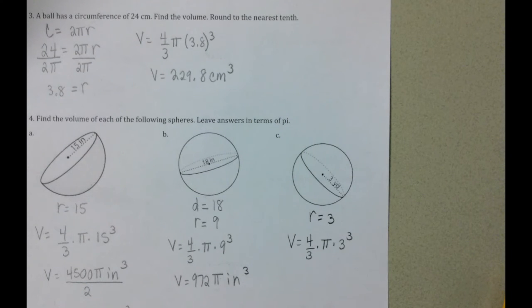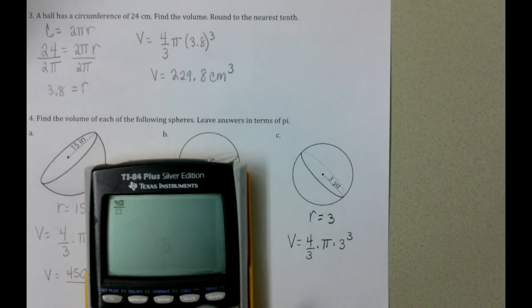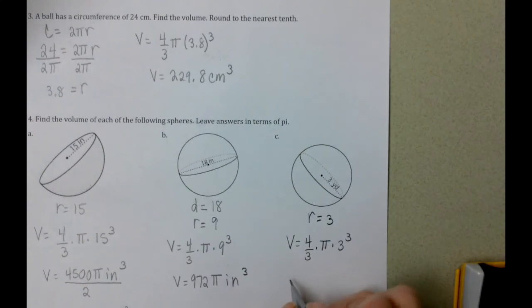We pull out our calculator or Desmos, and we get 4/3 times 3 cubed, and that gives us 36, and the volume is 36 pi yards cubed.